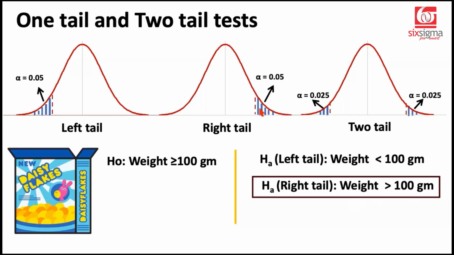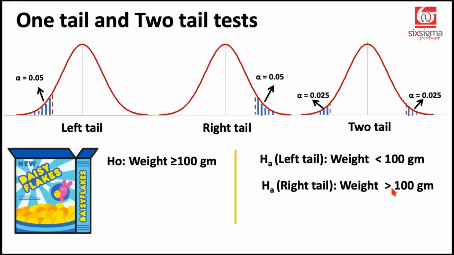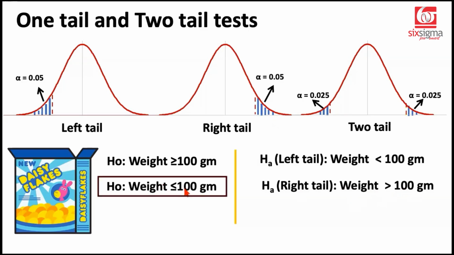And in this case, it will be a right tail test because they are using a greater than sign. What will be the null hypothesis here? It will be the complement of this. So that will be less than or equal to. But you'll be checking it for equal to only.